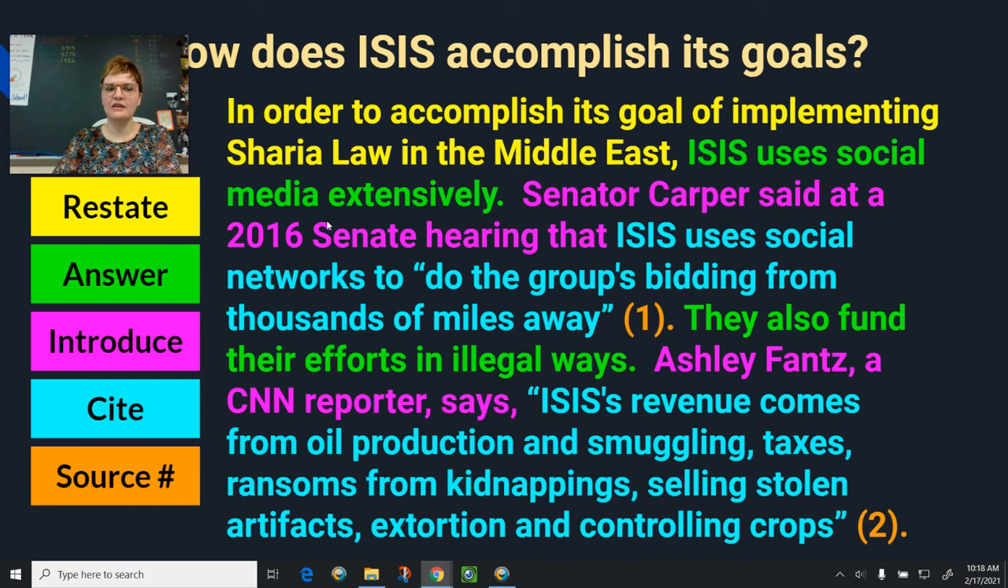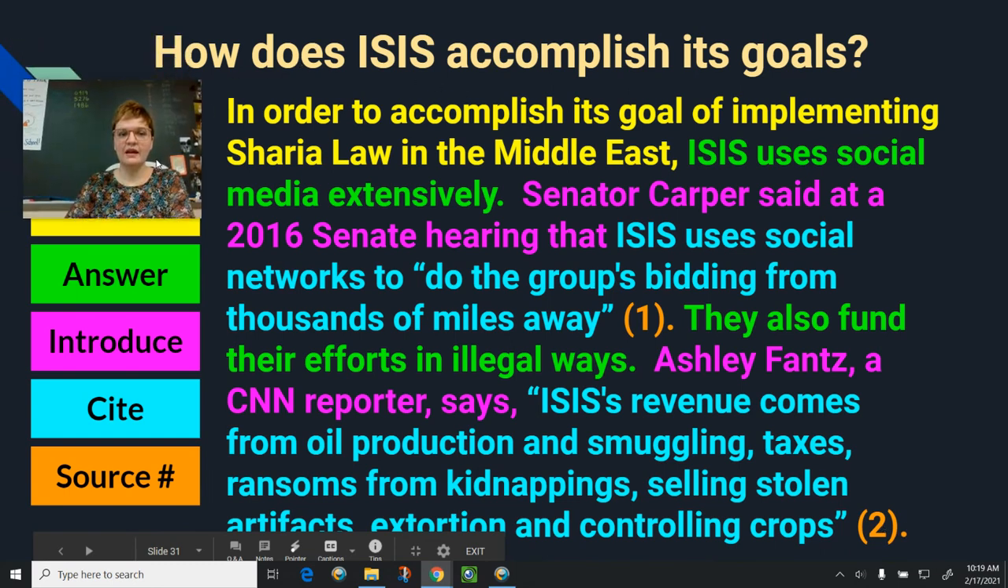Senator Carper said at a 2016 Senate hearing that ISIS, I'm citing here, ISIS uses social networks to, quote, do the group's bidding from thousands of miles away. That's my cite and my source number. So I'm going to put source number 1. They also fund their efforts in illegal ways. So another answer. Ashley Fantz, a CNN reporter, says, quote, ISIS's revenue comes from oil production and smuggling, taxes, ransoms from kidnappings, selling stolen artifacts, extortion, and controlling crops. Source number.